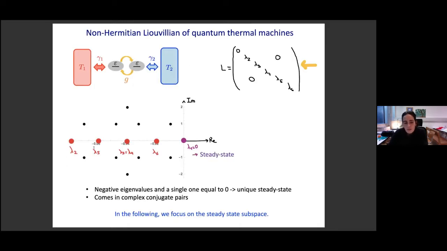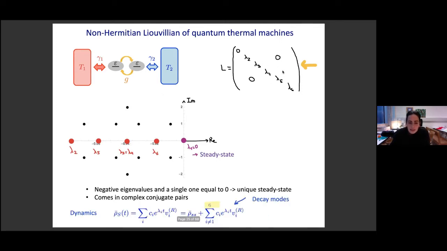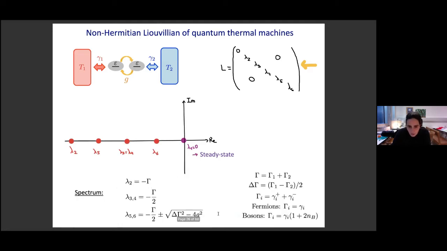In fact, the decay modes that remain in the steady state are the ones that I highlighted in red. So there are 6 eigenvalues, λ1 for the steady state, and 5 other values. So my Liouvillian, you see now, has a reduced dimension, and my dynamics I just describe with a sum over 6 terms. So what are these eigenvalues? Now I can be more precise. So the spectrum is the following.